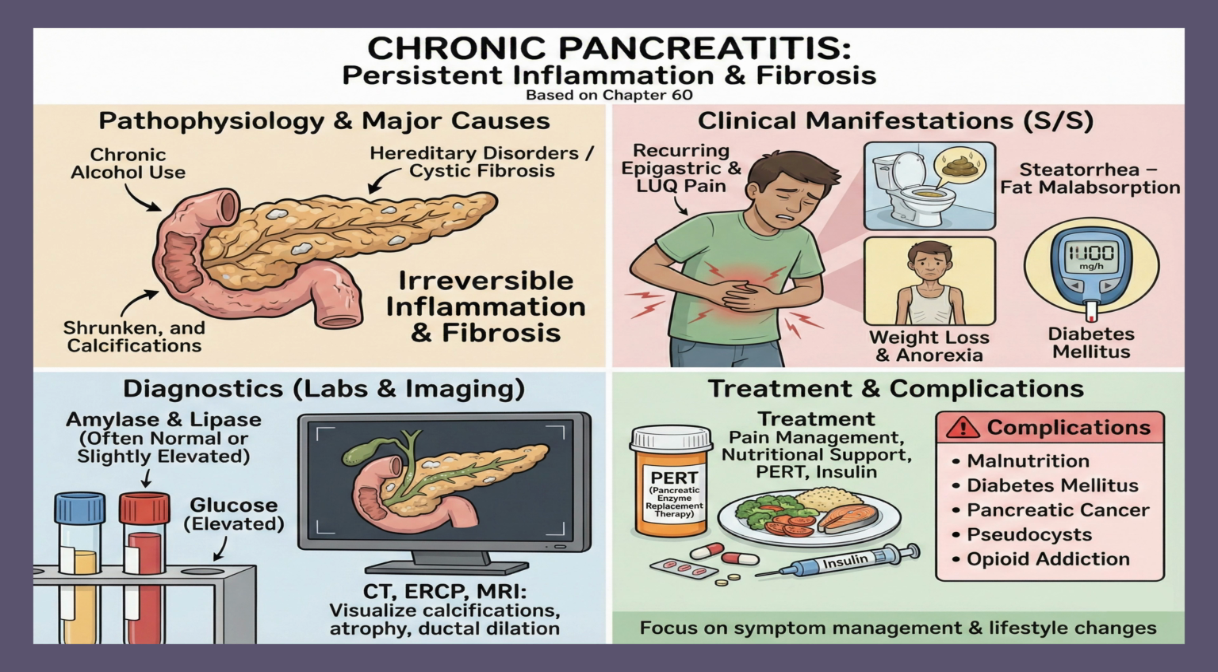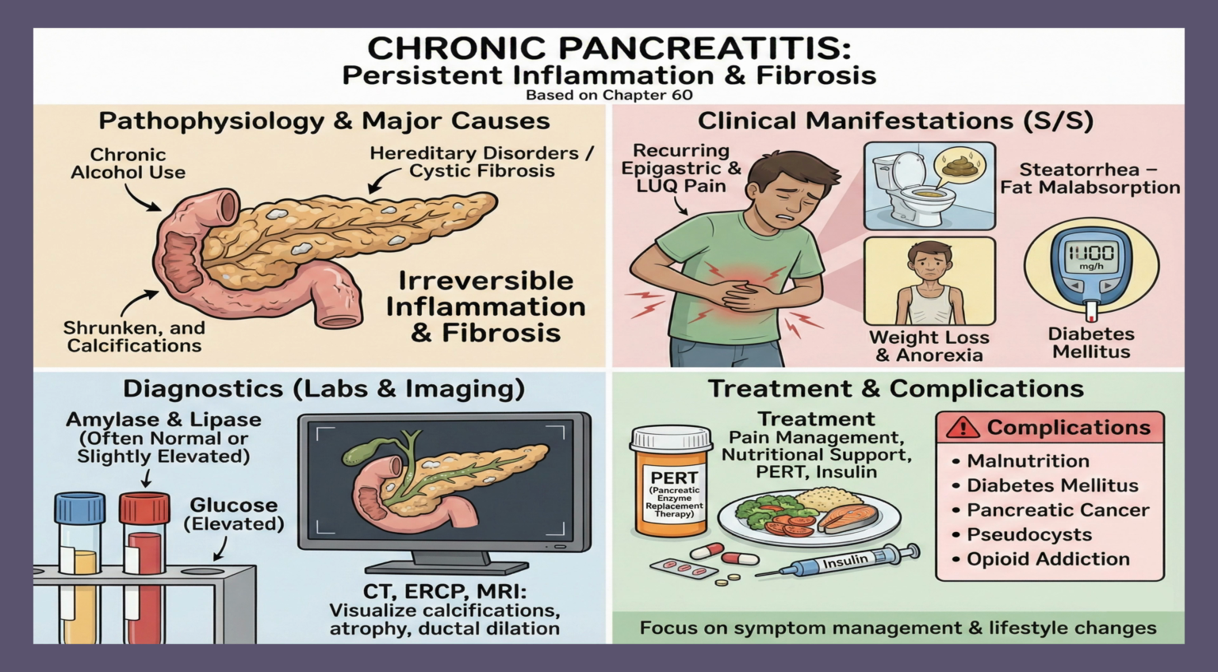This focuses on pain control, IV fluid and electrolyte replacement, nutritional support, and insulin therapy for hyperglycemia. Pancreatic enzyme replacement therapy, the PERT, is a cornerstone treatment for malnutrition and malabsorption, providing essential amylase, lipase, and protease enzymes.